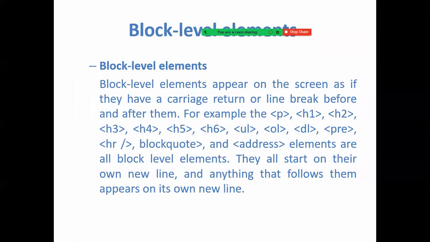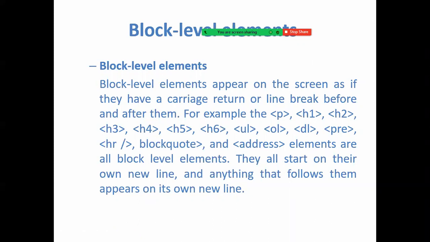Other type of elements are the block level elements. Now, for example, paragraph, H1, H2 up to H6. Then you have got a tag, which comes in the lists. We are going to see in the second unit, UL, unordered list. Then OL stands for the ordered list. Then you have got DL, that is also kind of a list. Then PRE tag and HR tag, block quote tag, address tag. These are called as the block level element.